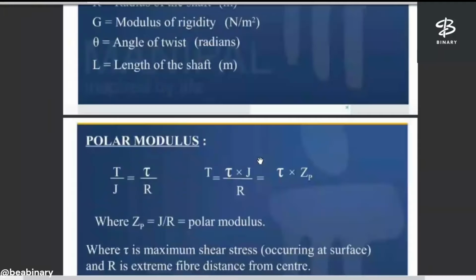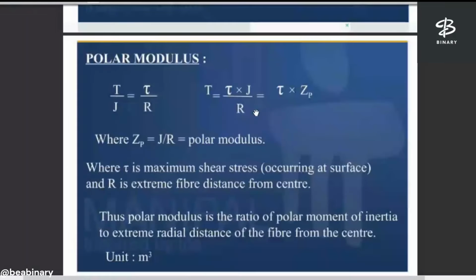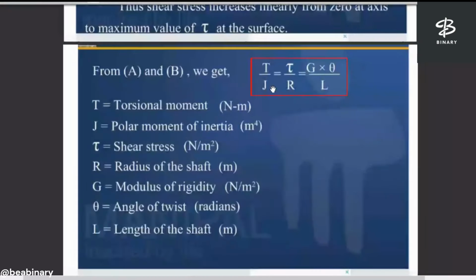What is polar modulus? अब यहाँ polar moment of inertia था. What is polar modulus? So we have this equation T upon J is equals to tau upon R is equals to G theta upon L. तो अगर इसका हम ये वाला पार्ट देखें T upon J is equals to tau upon R.